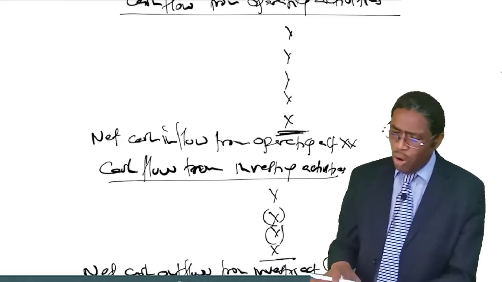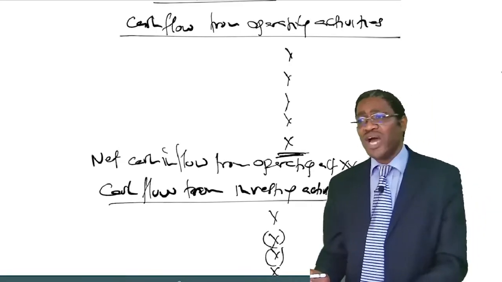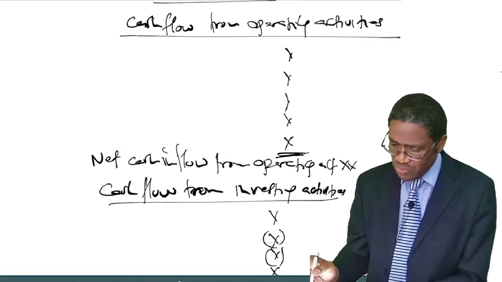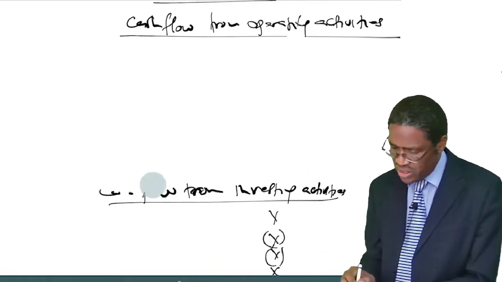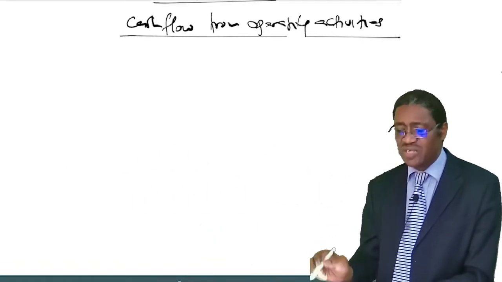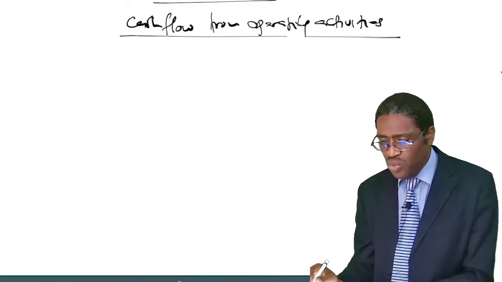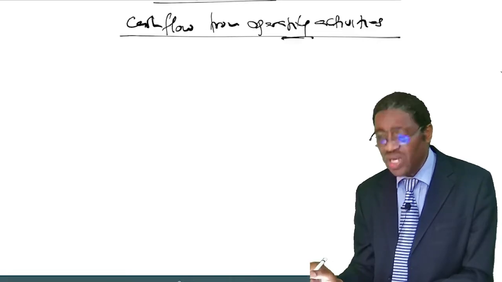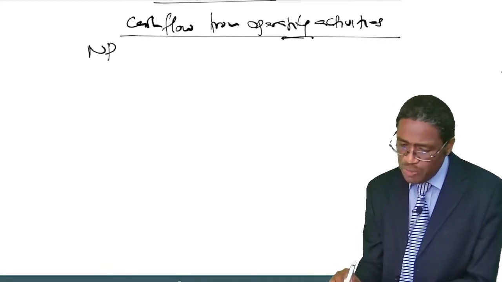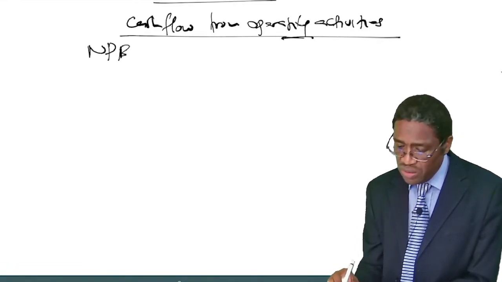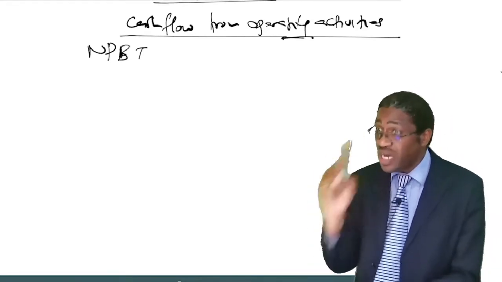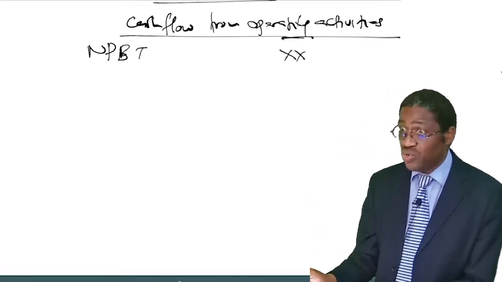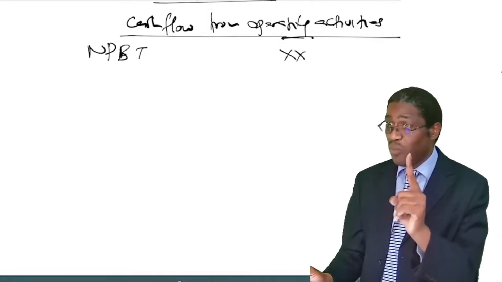To get the cash flows from operating activities, I do hope you remember, what were you doing? You had to start with what you used to call the net profit before tax. To determine the cash flows from operating activities, you had to start with the net profit of the company before tax. That's what I'm hoping you remember.